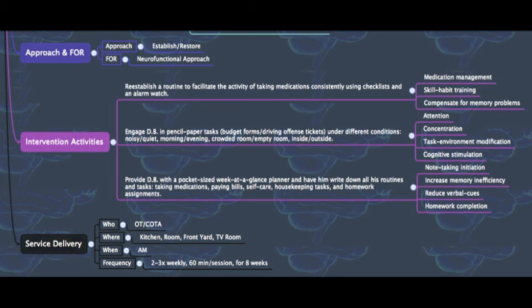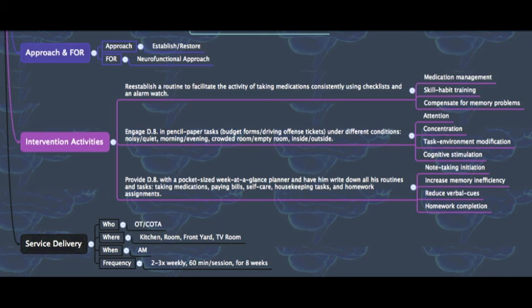And last, it would be to provide DB with a pocket-sized week-at-a-glance planner and have him write down all his routines and tasks, such as taking medications, paying bills, self-care, housekeeping tasks, and homework assignments. And this would help with note-taking initiation, increase memory and efficiency. It would reduce verbal cues, and it would make sure his homework is completed.